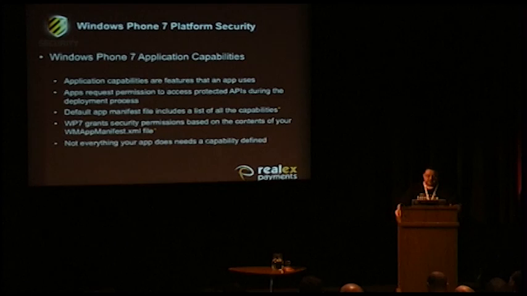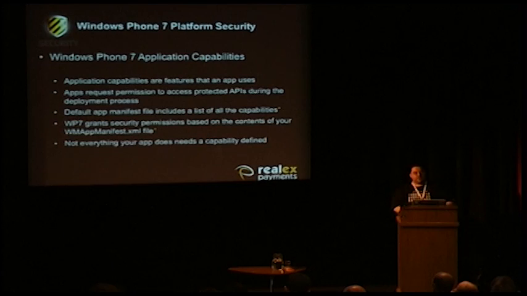So the first couple of points I've probably already covered, really, that if you want to access certain functionality, not all functionality, you need to declare a capability. You don't need to declare a capability for everything. So things like isolated storage, where you can write to the device and read from the device, you don't need to declare that as a capability. But for things like reading SMS and using networking, you do need to declare them. So when you create a Windows Phone app, you get this manifest file by default that has all of the capabilities in it.